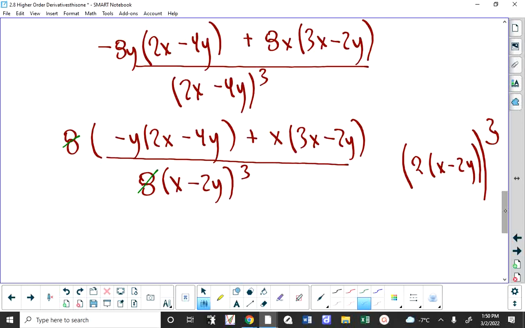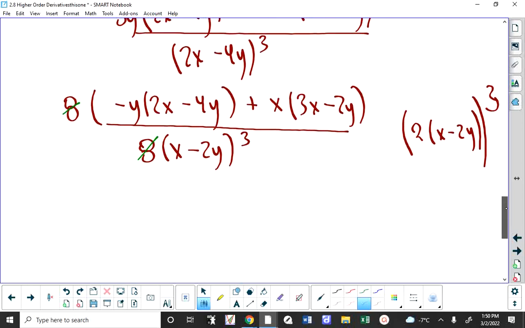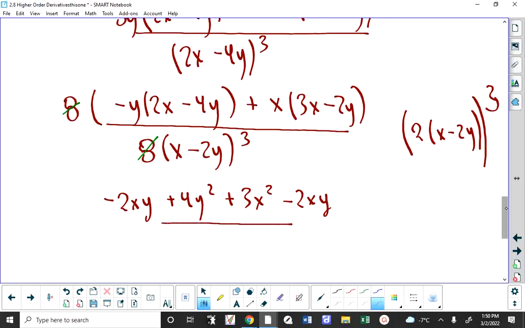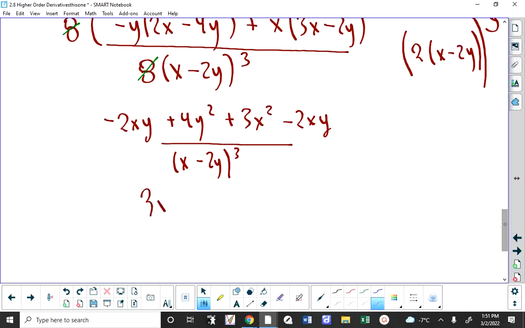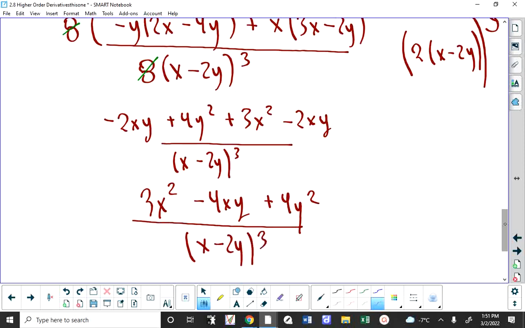Now we have one more step to get what you believe will be the final answer, but is not. And it's to simplify what's inside. So I'm going to multiply the negative y by the 2x. I'm going to multiply the negative y by the negative 4y. I'm going to multiply the x by the 3x. And I'm going to multiply the x by the negative 2y. So I'm going to rewrite the top now as 3x squared minus 4xy plus 4y squared over x minus 2y quantity cubed.